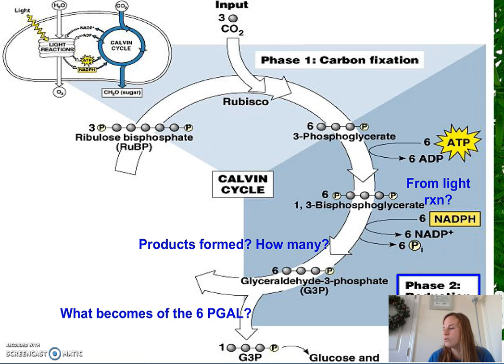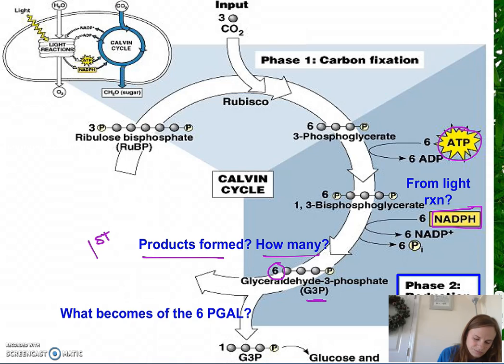So it says, what molecules get used from the light reaction during this phase? Well, ATP and NADPH from the light reaction. What products are formed and how many? You get G3P and you get 6 of them. And this is our first sugar. So the final product of the Calvin cycle is not glucose, it's actually this G3P.